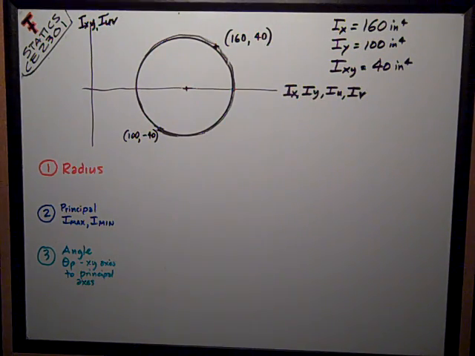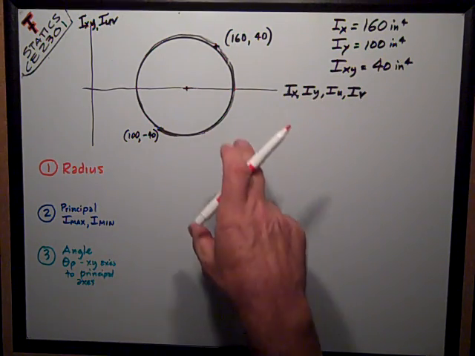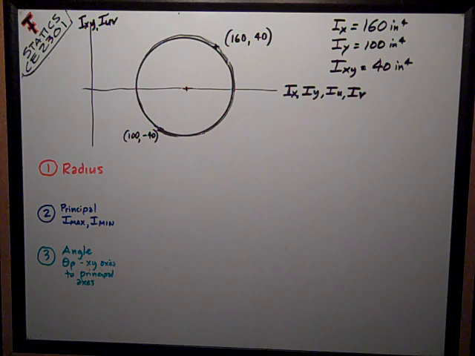We're looking at a Mohr circle example from sample quiz number 4. It's a nice simple problem. It shows the use of Mohr's circle to determine principal moments of inertia and anything else, but we're going to focus on principal moments of inertia right now. These points were plotted already for us.